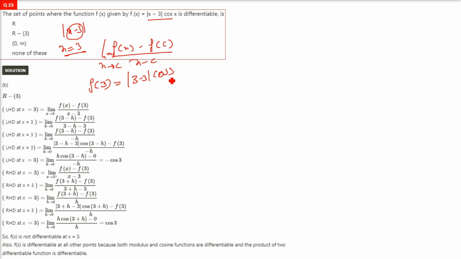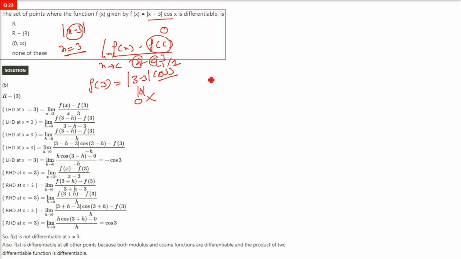Cos 3 will always be a value between negative 1 and 1. You know, cos and sin always oscillate between negative 1 and 1. This is the highest and lowest value of cos and sin. But modulus 3 minus 3 is 0, modulus of 0 is 0. So you get a 0. So this f(3) we are going to put as 0. So this f(c) can be eliminated.